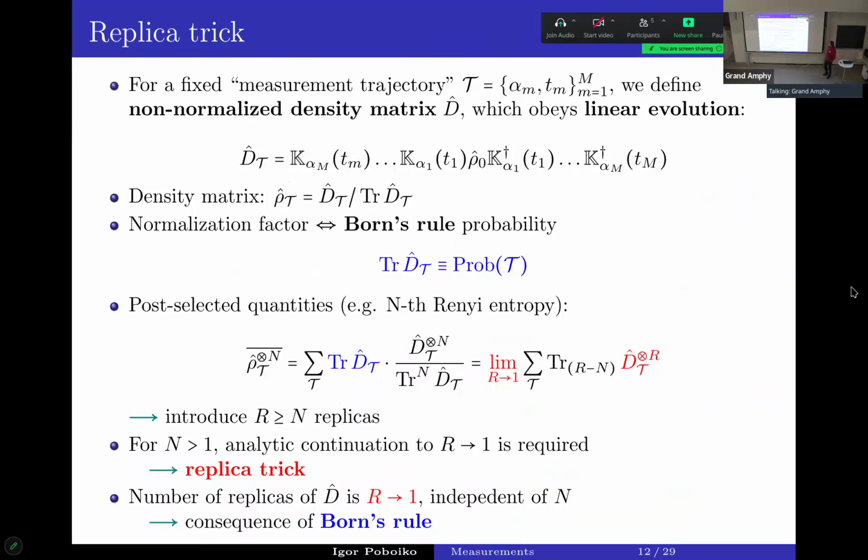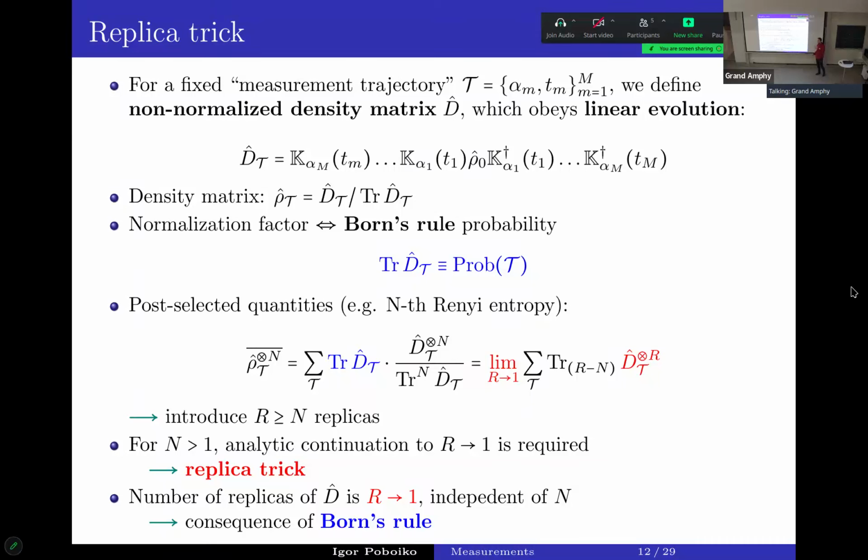Okay, so the key object in our approach is this non-normalized density matrix, which can be easily obtained by taking your initial density matrix and then multiplying by a set of Kraus operators corresponding to given outcomes, which we were taking at different times. This thing is defined for a given trajectory, and what I call a quantum trajectory means that I have fixed all the observables that I measured, all the outcomes at the times at which they are measured.